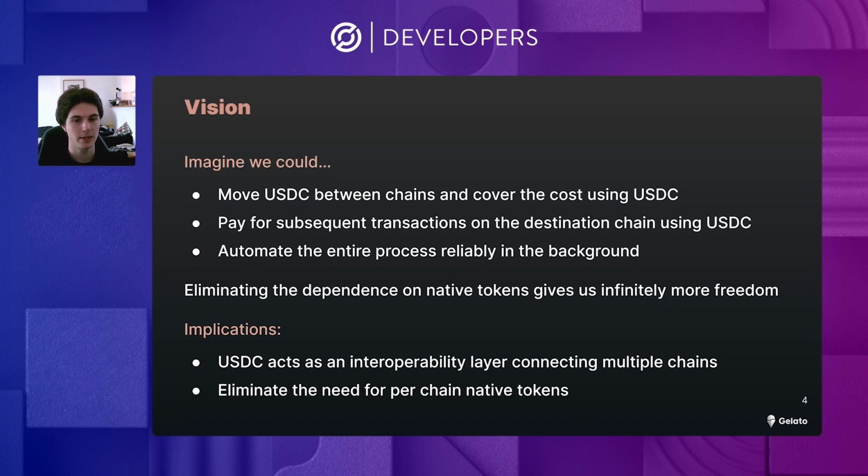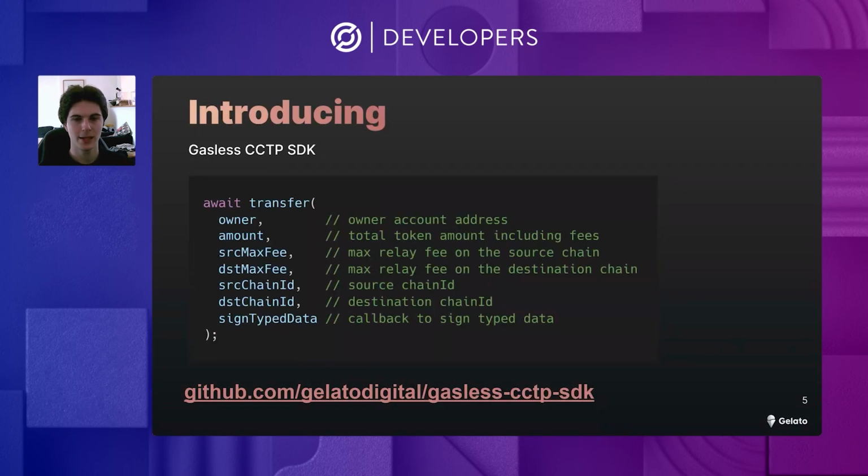And eliminating this dependence on native tokens gives us infinitely more freedom, with the implications being that USDC now acts as an interoperability layer, connecting multiple chains, and we also eliminate the need for per-chain native tokens from a user perspective. And all of this is actually already possible using our new gasless CCTP SDK, which allows developers to super easily integrate these gasless cross-chain transfers into their new or existing projects. So bridges can implement this SDK to support gasless USDC transfers, and actually any dApp can implement this to allow for USDC payment across chains.